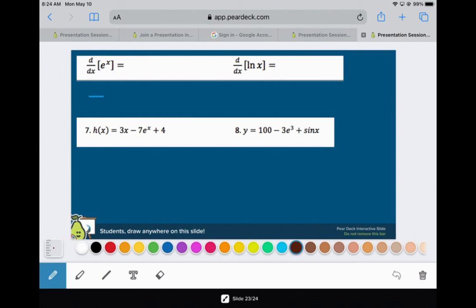I'm going to rewrite the rule for you just in case you forgot. The derivative of e to the x is e to the x. The derivative of natural log is 1 over x. Okay, go ahead and give it a try.